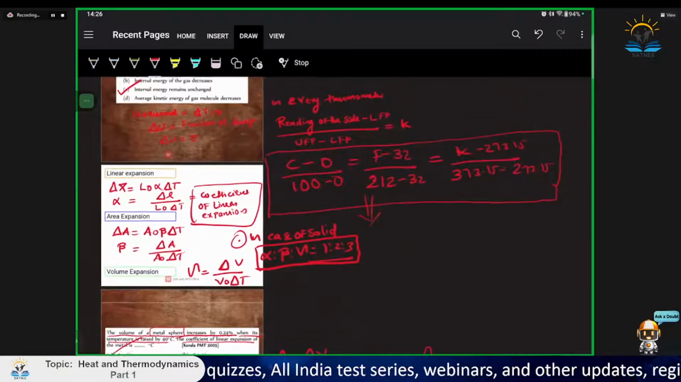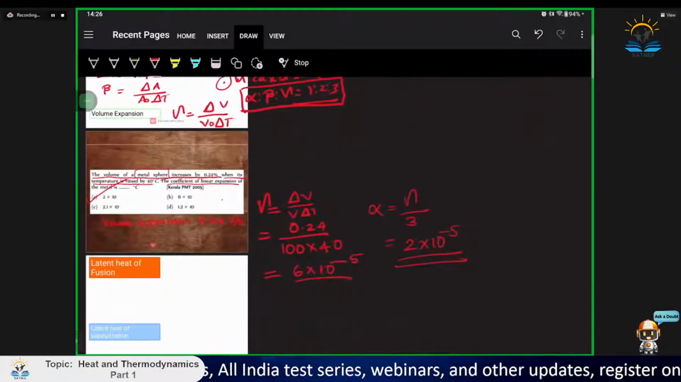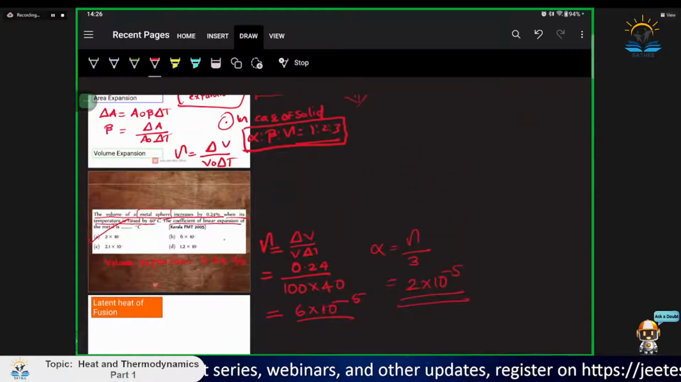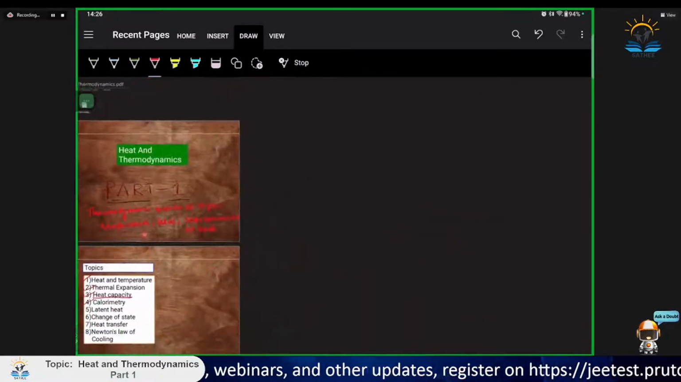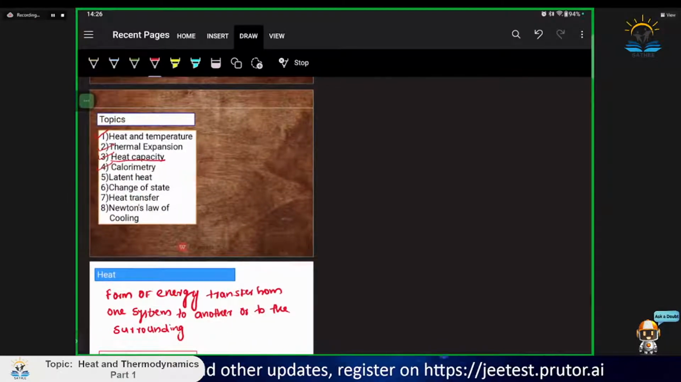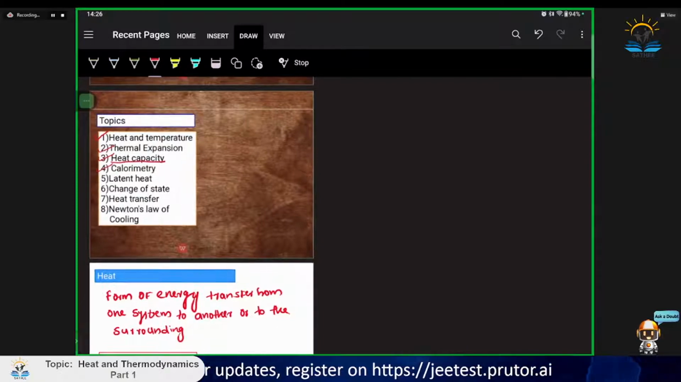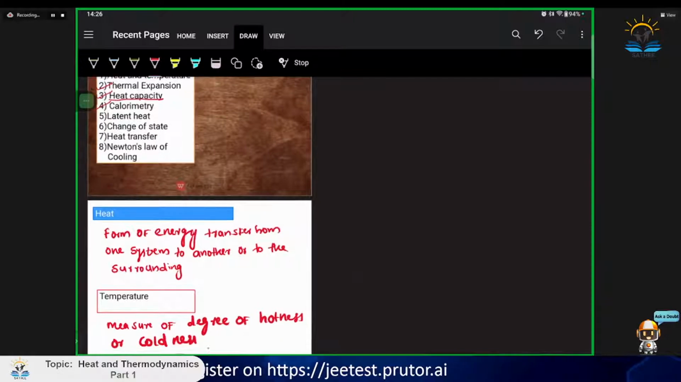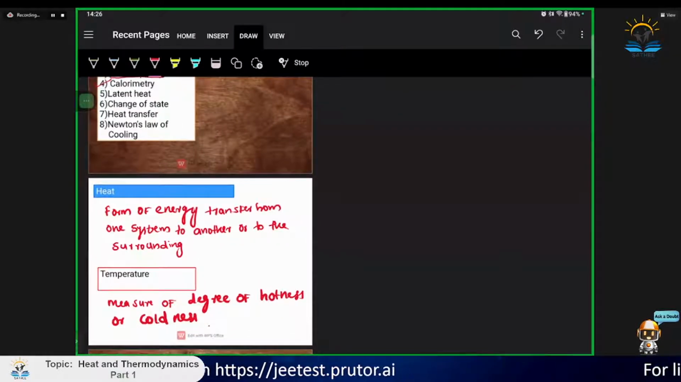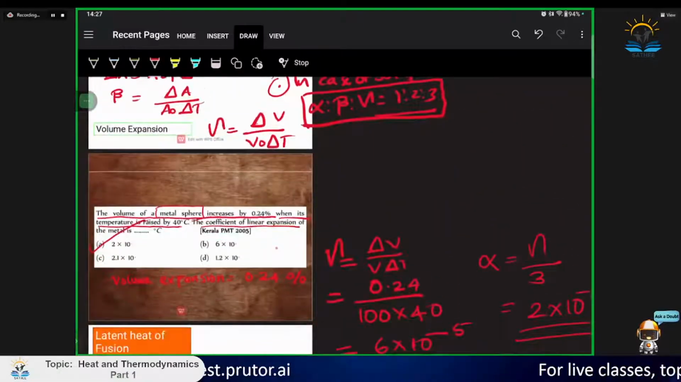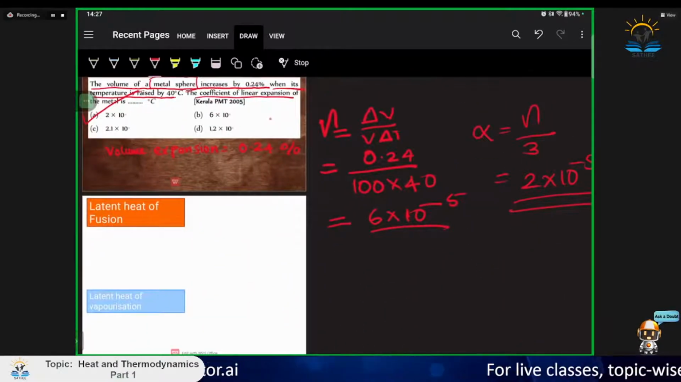Okay, so now we are moving into heat transfer, latent heat of fusion, latent heat of vaporization. We covered heat and temperature, thermal expansion, heat capacity, and calorimetry. Now we are moving to latent heat. We have latent heat, change of state, heat transfer, and Newton's law of cooling. I hope everybody is clear about this much.